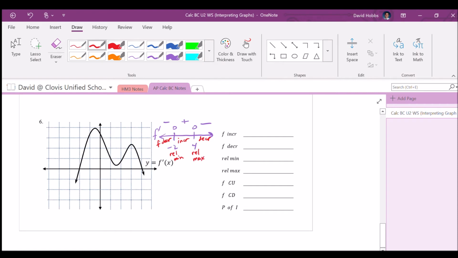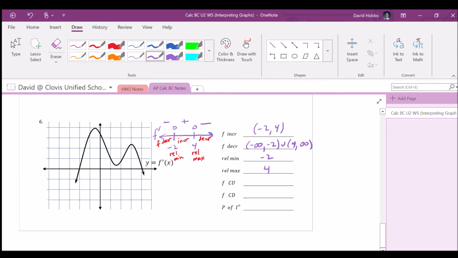And so we can actually write down all this kind of stuff. So f is increasing on the open interval from -3 to 4. It's decreasing from -infinity to -2 union 4 to infinity. Okay, and there's a relative minimum at x equals -2, relative maximum at x equals 4.